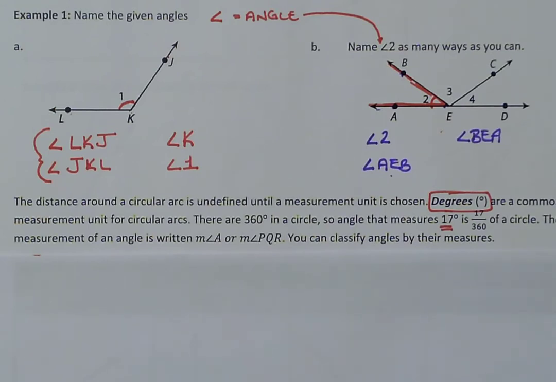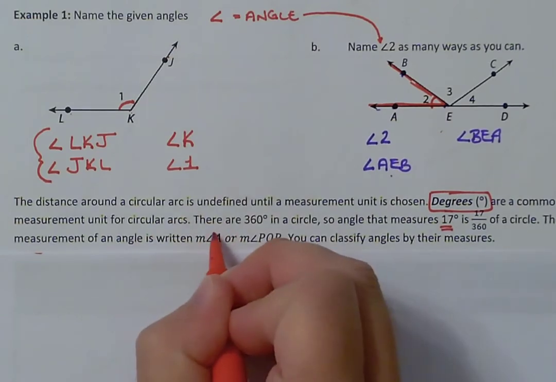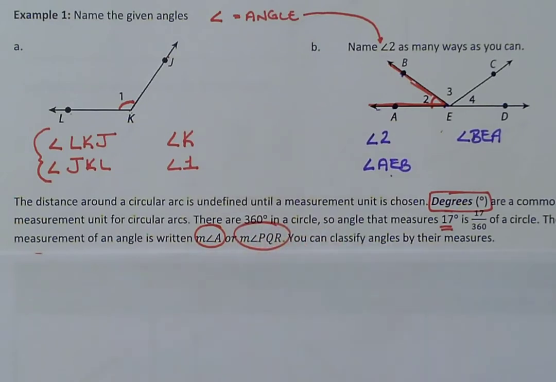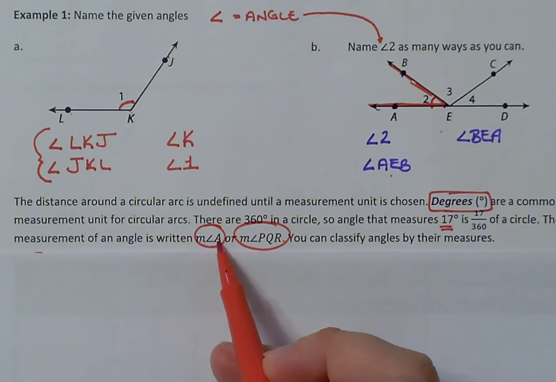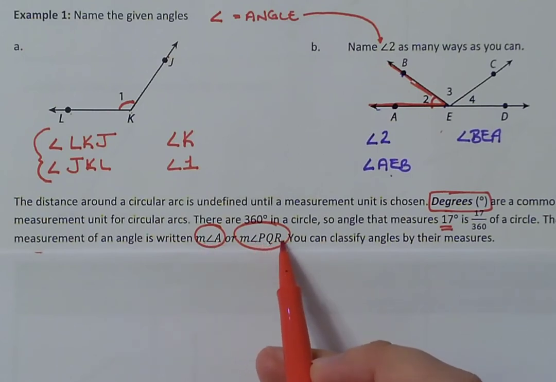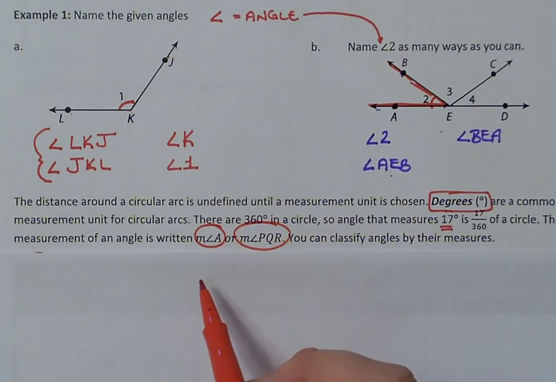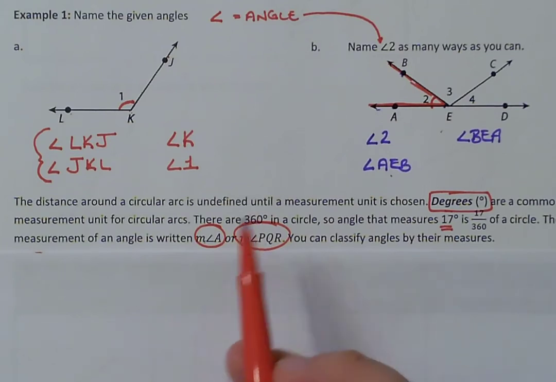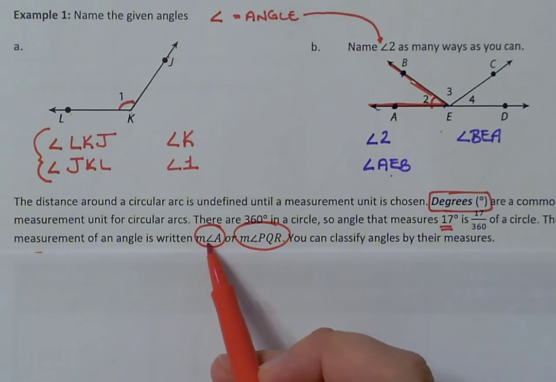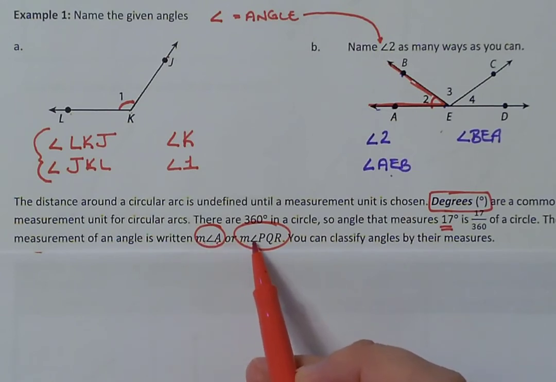Now, the last thing I want to mention in this part is a little bit more of a shorthand. If you see an M in front of the angle symbol, so here we have M angle A, M angle PQR, the M is going to refer to the measure of that angle. So this means the measure of angle A or the measure of angle PQR. Whenever you see that M, it's asking for the measure of that angle, or it's going to tell you what the measure of that angle is.